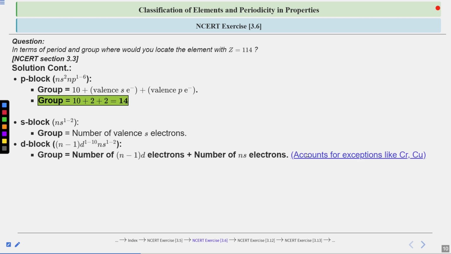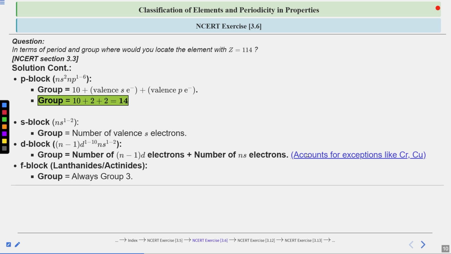Now in the case of the d block, there is a common method, but you must be aware of the exceptions, like chromium and copper. In general, what we do is count the number of electrons present in (n-1)d and ns, and that gives you your group number.